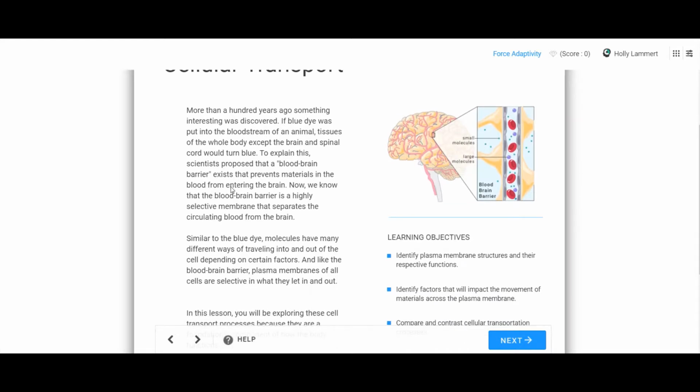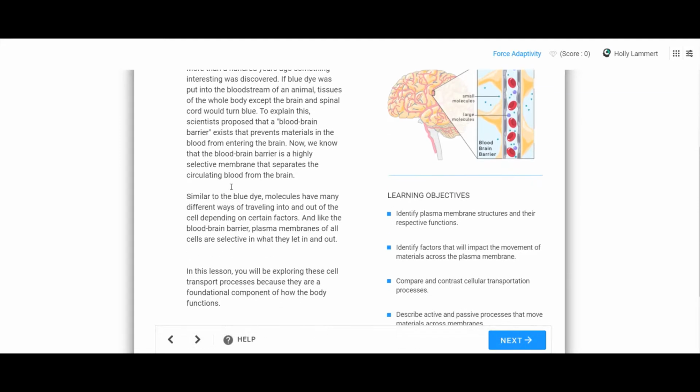More than 100 years ago, something interesting was discovered. If blue dye was put into the bloodstream of an animal, tissues of the whole body except the brain and spinal cord would turn blue. To explain this, scientists proposed that a blood-brain barrier exists that prevents material in the blood from entering the brain. Now we know that the blood-brain barrier is a highly selective membrane that separates the circulating blood from the brain. Similar to the blue dye, molecules have many different ways of traveling into and out of the cell, depending on certain factors.